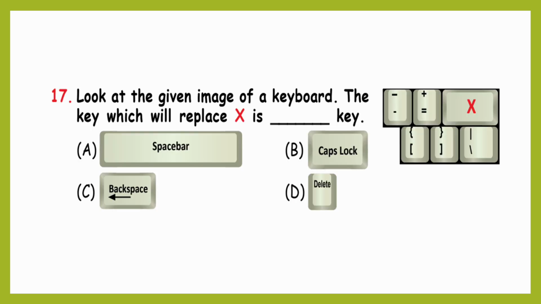Look at the given image of a keyboard. The key which will replace X is dash key. Option A spacebar, option B caps lock, option C backspace, option D delete. So the correct answer is option C backspace. This backspace will come in this position. Okay.